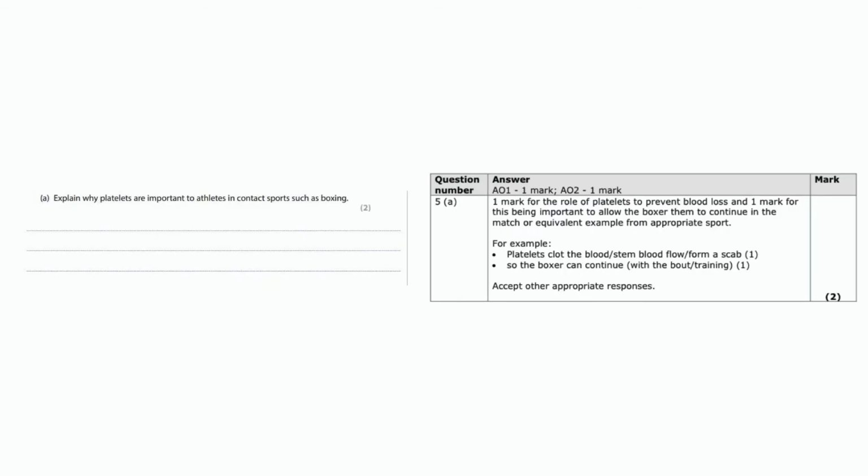Next question, explain why platelets are important to athletes in contact sports such as boxing. So it's only 2 marks. So for the first mark, we just need to say what platelets do. So platelets are responsible for clotting blood. For that 2nd mark, we need to give an example from the sport of boxing. So you might say something like, for example, if a boxer was to cut their eye during a fight, platelets would rush to the site of the cut and start to clot that area so that they can continue fighting. So there's a reference there to performance so they can continue fighting.